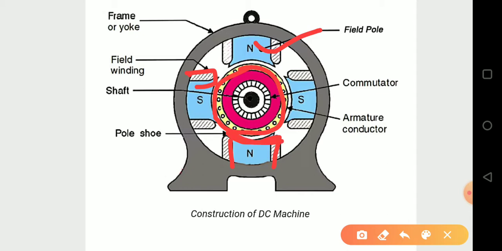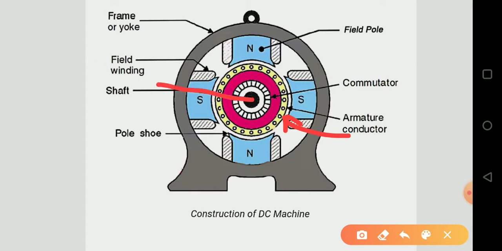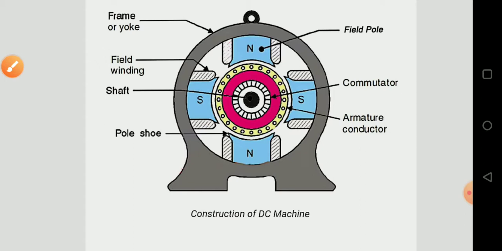The part of this is pole shoes, and here we have an armature conductor, and the winding on the armature conductor is called the armature winding, and this is the shaft, and this is the commutator which converts AC to DC, means the output of the commutator gives the DC.